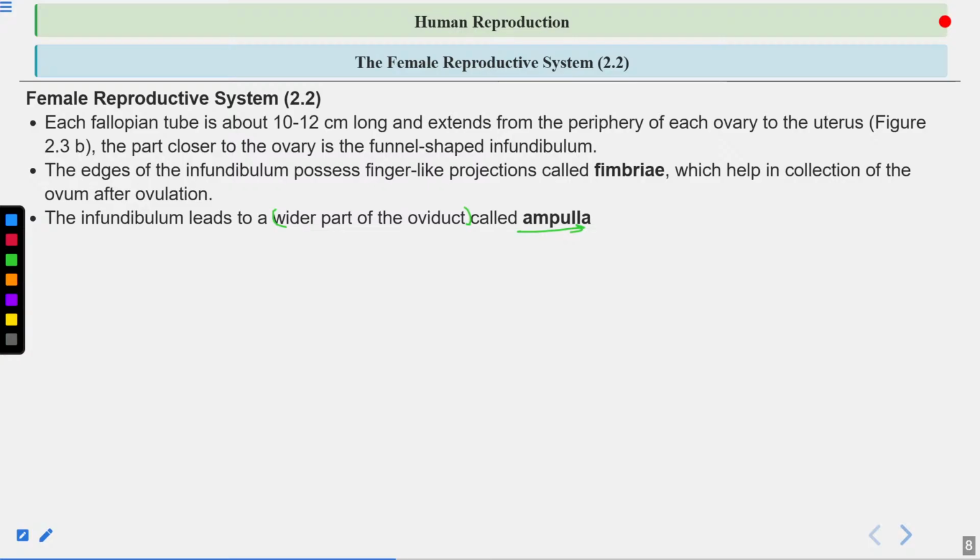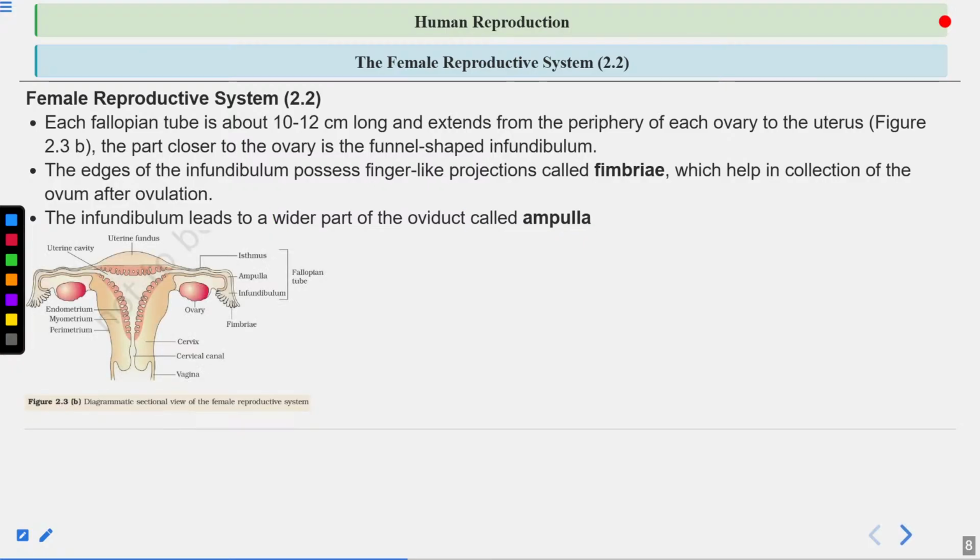So we were reading that the infundibulum leads to a wider part of the oviduct known as the ampulla. So here you can see these are the parts of the fallopian tube. This is the infundibulum, which is funnel shaped, and this is the part nearest to the ovary. This infundibulum has finger-like projections known as the fimbriae. These fimbriae help in the collection of the egg or the ovum, which is released by the ovary. Then the infundibulum leads to the ampulla. Okay, it is a wide part. You can see it is a wide part, and the ampulla is the site of fertilization. Okay, so these are the two parts.